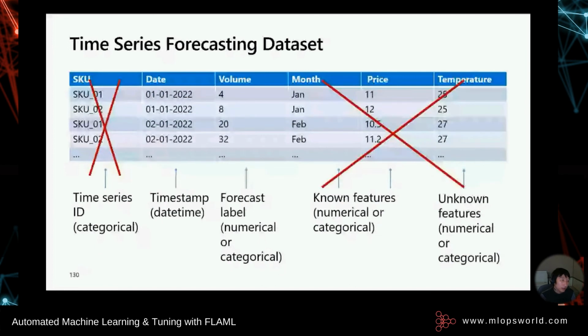Not every type of column is necessary to appear in the dataset. A minimal valid dataset needs to have two columns, the timestamp column and the forecast label. The ID columns and feature columns are optional. If there's no time series ID column, then the timestamps must be distinct. There can be multiple ID columns, for example, SKU and store. Each unique combination of the categorical values from the ID columns determines a separate time series.